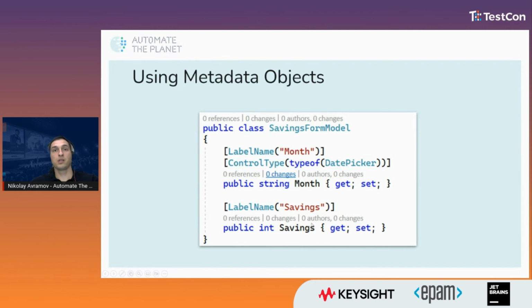And for the savings field, we have a field named savings. It's returning an integer, so probably we're keeping numbers inside of it. It doesn't have any control type, which means it defaults to a text field, which is the most common field. So we don't have to copy it over and over again. Such a metadata object can be used to keep some values inside of it, but it also can be used for assertions and for setting any data inside of the form.